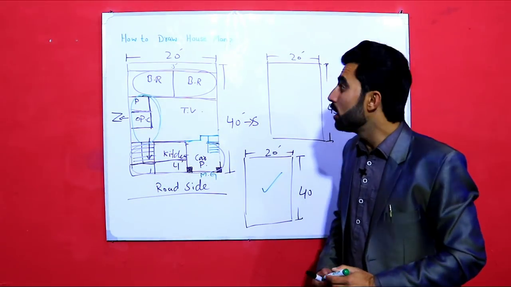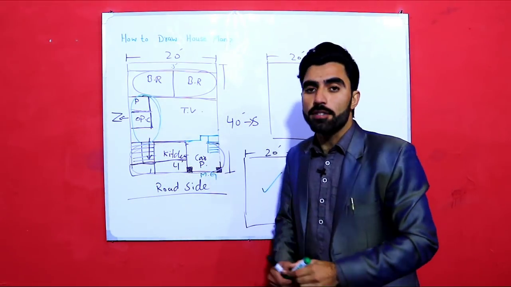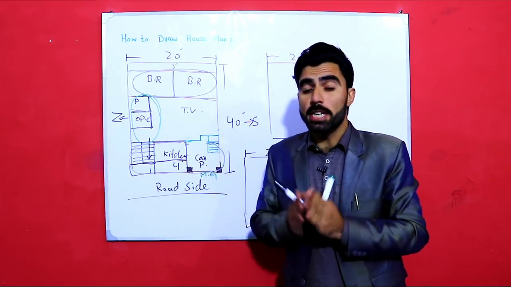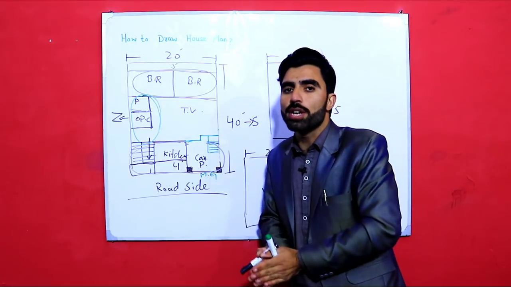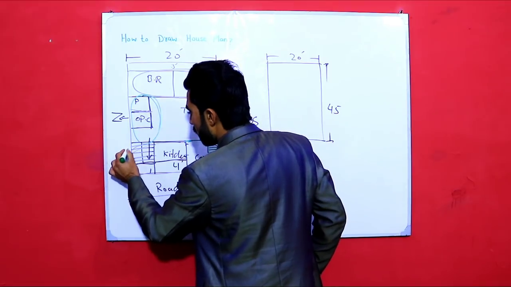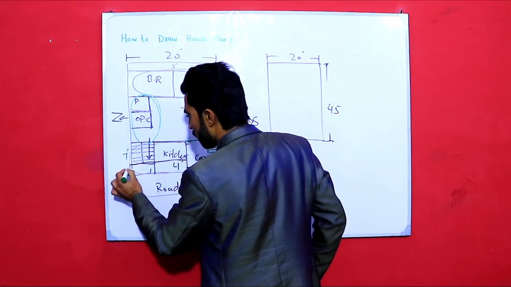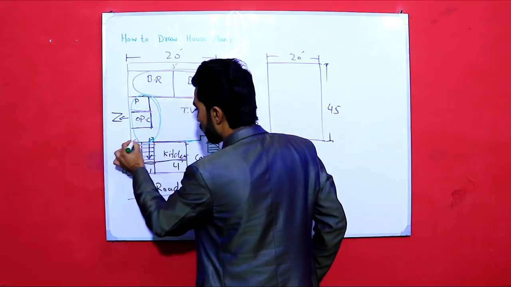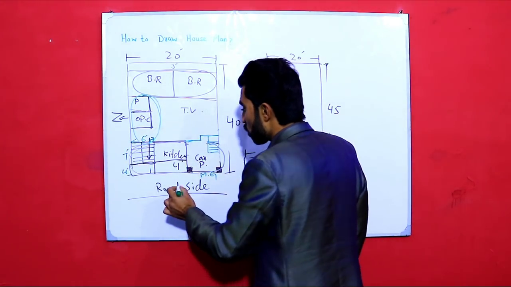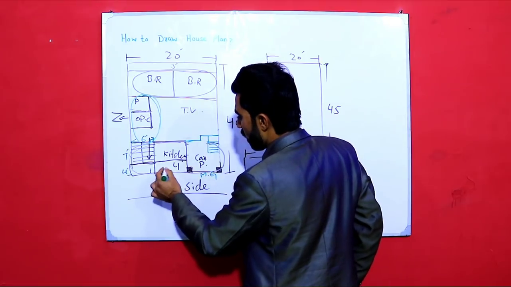I made a plan of 20 by 45 feet. Now here I cannot keep the dimensions, so you will keep the dimensions with the help of AutoCAD software. For example, guys, this is 7 feet, and this is 4 feet. This is 6 feet. Okay, you will put the standard dimensions. So here guys, you can also keep here.